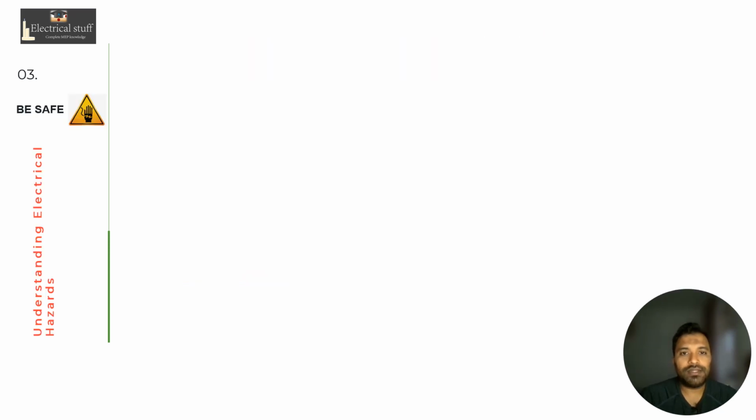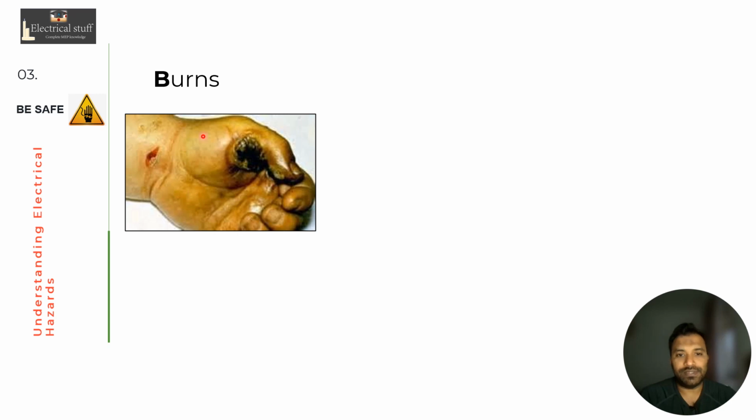Now let's learn to understand electrical hazards. You see this here, BE SAFE. If you want to remember electrical hazards, just remember BE SAFE. What is B, E, SAFE? We'll see here. B means burns. With electricity, when you get a shock, there is a chance of burns on your hands.